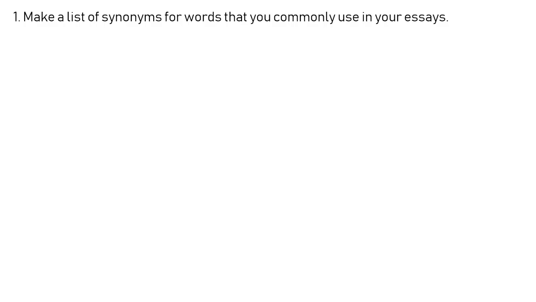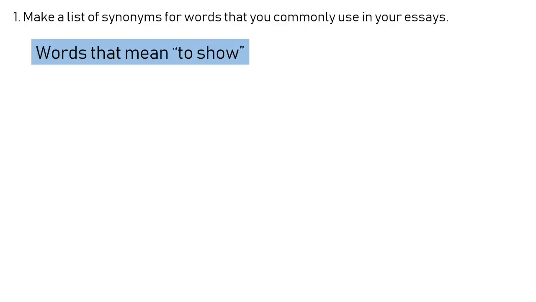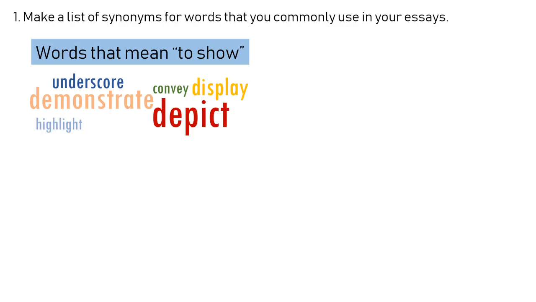My first tip is to make a list of synonyms for words that you commonly use throughout your essays, and keep this list handy whenever you are doing a piece of writing. So for example, I tend to use the word show a lot in my essays, or words that mean to explain. So a list of words that have a similar connotation would be words such as underscore, demonstrate, convey, display, and some of the other words that I've listed here.